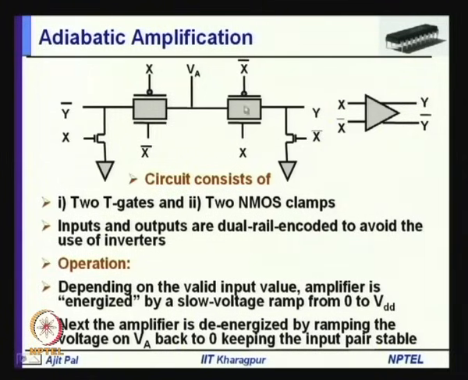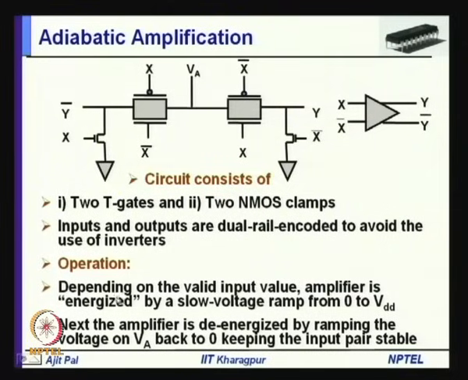For the output which becomes high, the capacitor at that point will charge through this transmission gate. On the other hand, when the output is 0, the discharge will primarily take place through these transistors. That means, when this is high, this output will be 0, and when X bar is 0, then this will be high. So, this is how these two transmission gates can be used to realize adiabatic amplification.